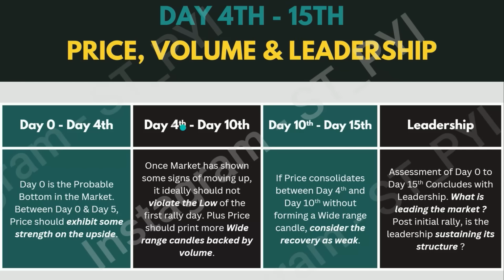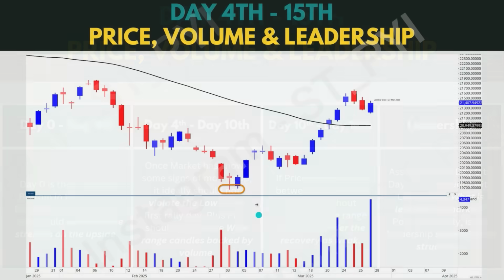The second is between day 4 and day 10. Once the market has shown some signs of moving up, it ideally should not violate the low of the first rally day. Plus, price should print more wide range candles backed by volume. This rule states that this particular low point of the candle becomes a low that the market should not violate. That is when you can classify this as a follow through day in the market.